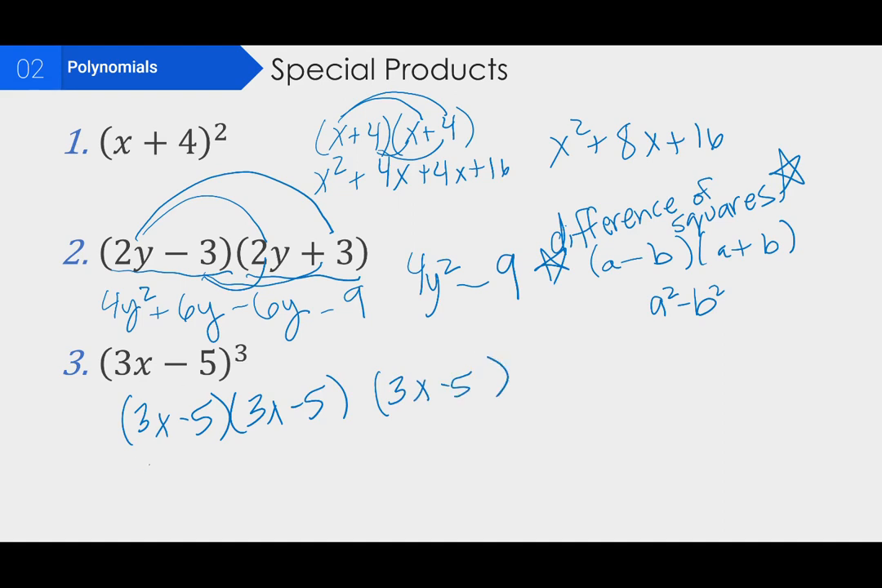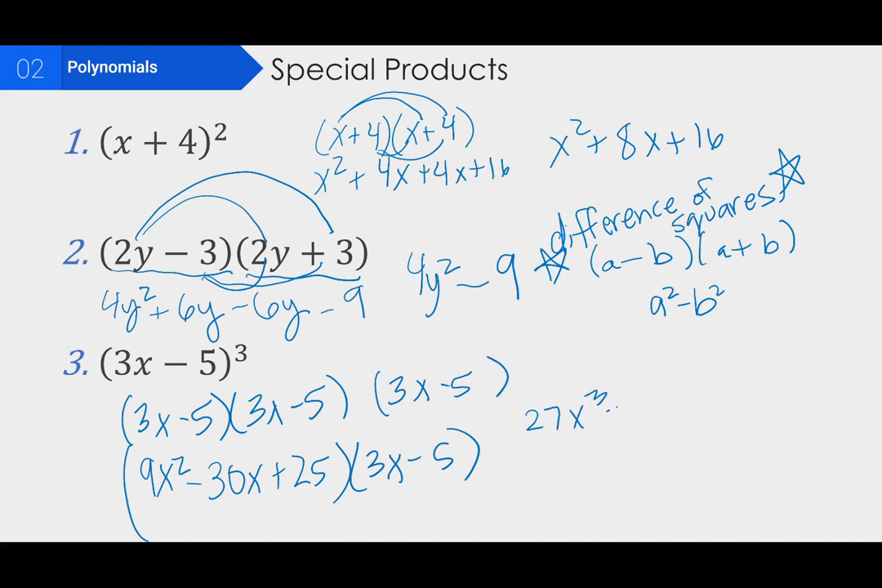So we'll multiply these first 2: 3x times 3x, 9x squared, 3x times negative 5. And then just like in number 1, that's going to repeat again. So negative 15 plus negative 15, negative 30x plus 25. And then you'll multiply this way on that one. Okay, we're not going to finish just because of time, but if you want to know the answer, try it out yourself. This is what it should be.